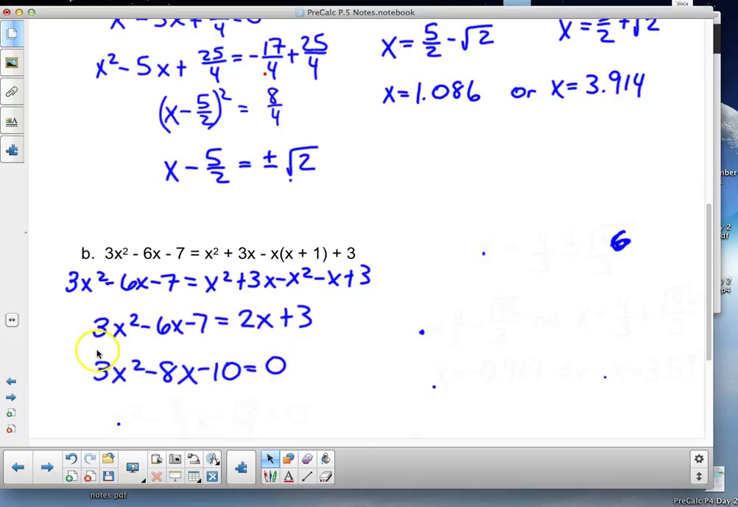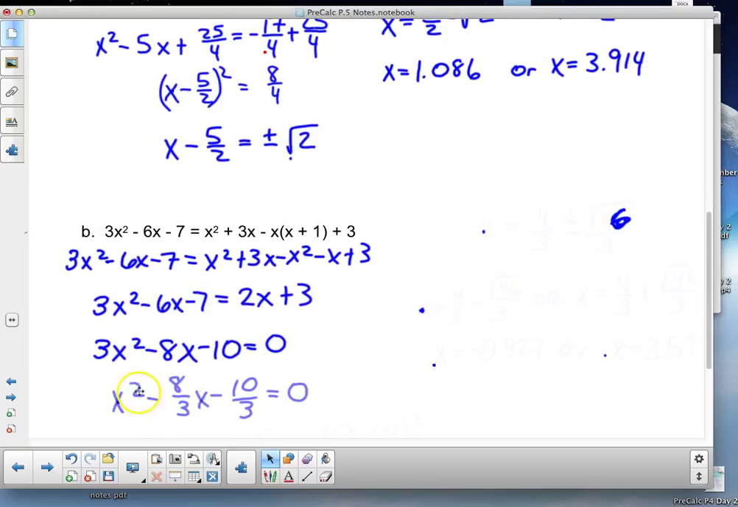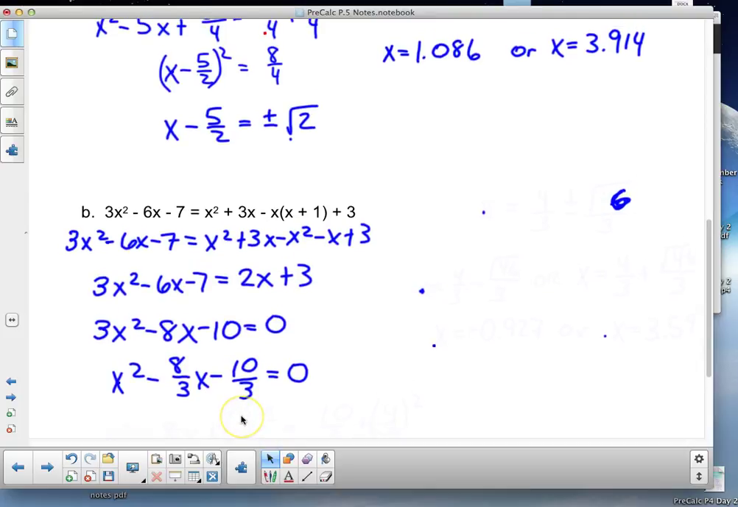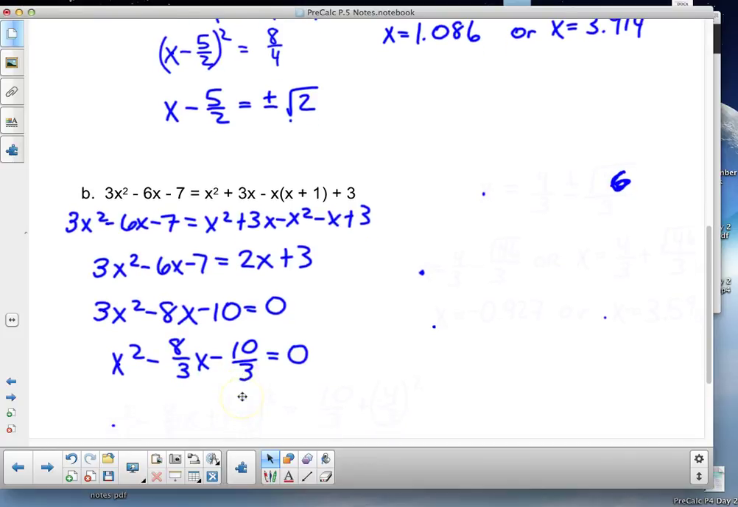Now, I want to check my zeros. I want to complete the square, but keep in mind, this has to be 1. I've got to divide everything by 3. Okay, so I have x squared minus 8/3 x minus 10/3. Okay, now I've got a fraction. I'm going to take half of the fraction and square it. I multiply by 1/2, and it becomes 4/3, so it's going to be 16/9 after I square.